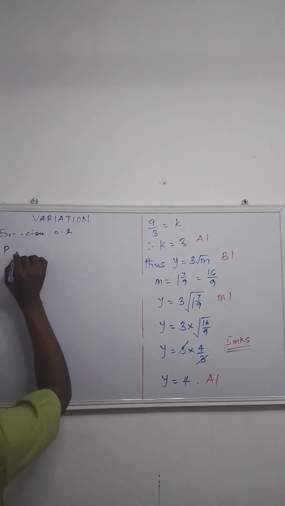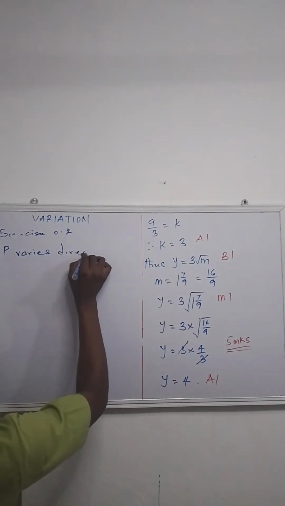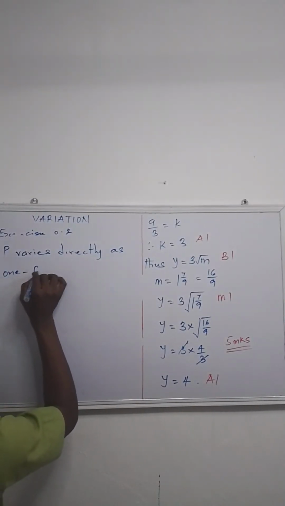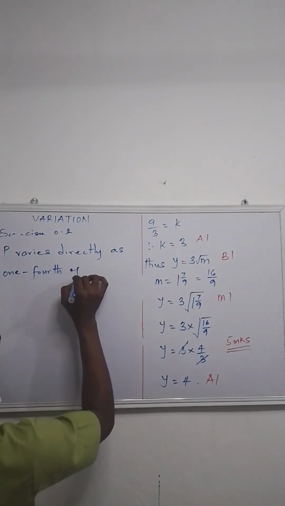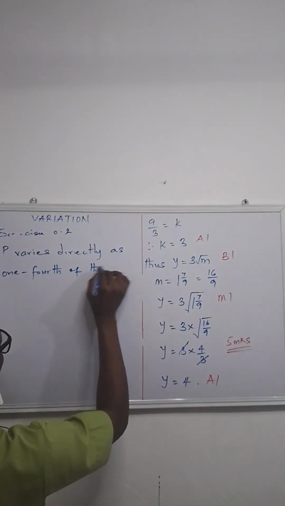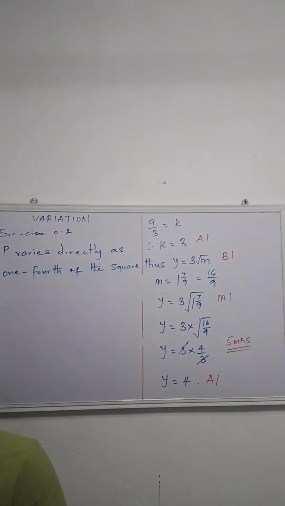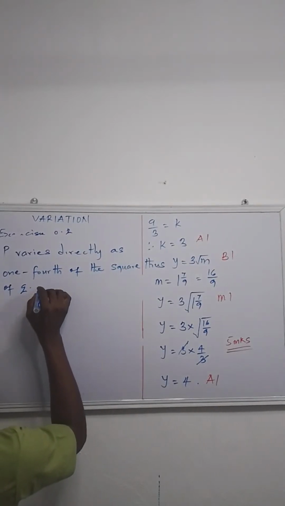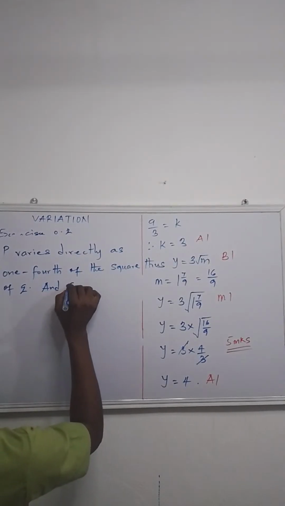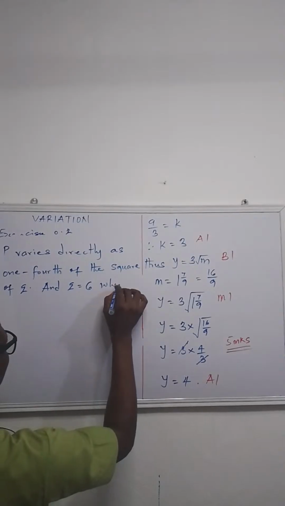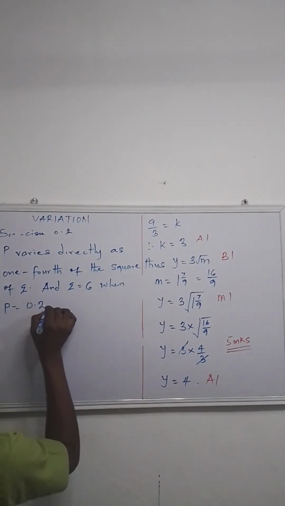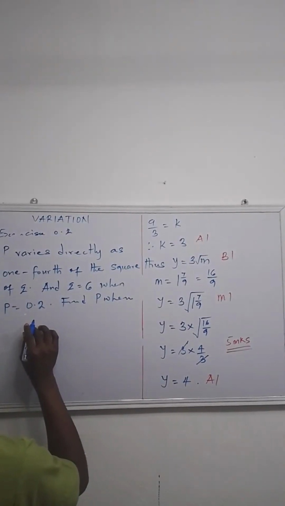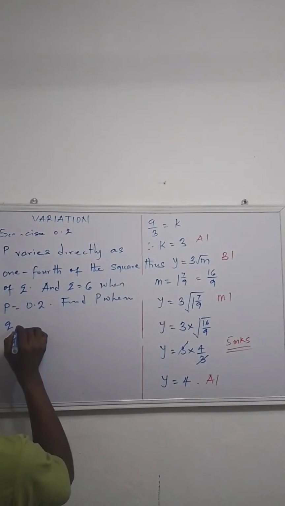P varies directly as 1/4 of the square of Q, and Q equals 6 when P is 0.2. Find P when Q equals 2.